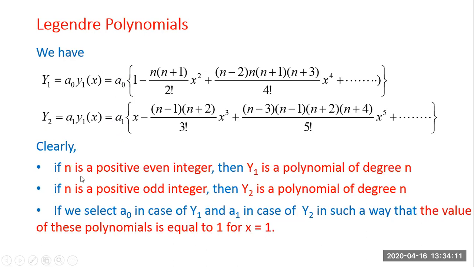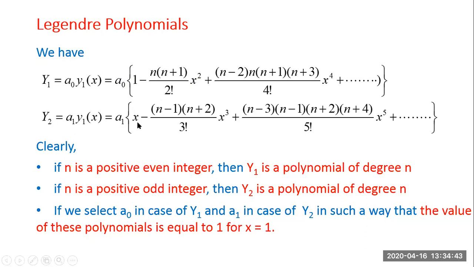For example, if I take n as an even integer, say n is equal to 2, then y1 becomes a polynomial of degree 2. And this contains the arbitrary constant a0. So if I select a0 in such a way that if I substitute x is equal to 1, the value of this entire polynomial becomes 1.